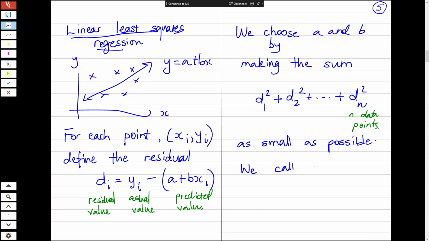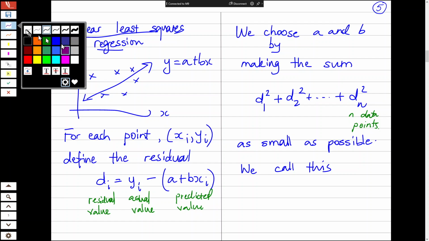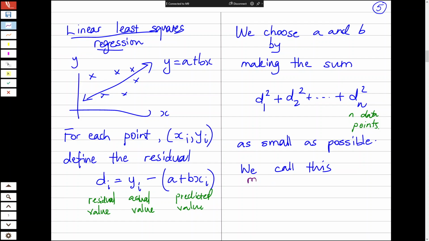We call this, and this is important, so I'm going to give it a different color: minimizing. Those of you who have calculus in your ears, that should ring a bell. Minimizing the sum of the squares of the residuals. Yes, you are expected to know that sentence. Okay, so take a moment to get that down, and I will discuss it with you.